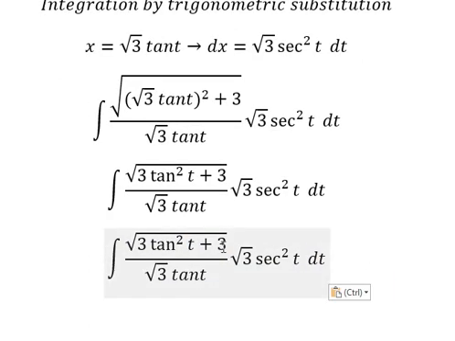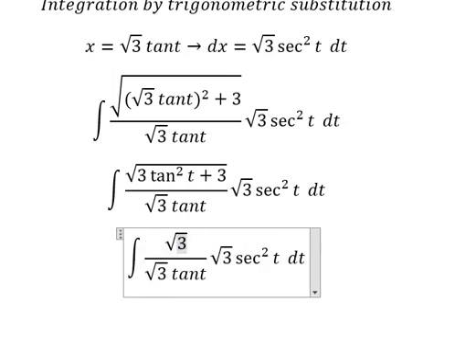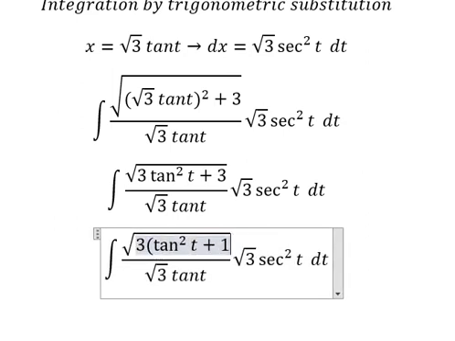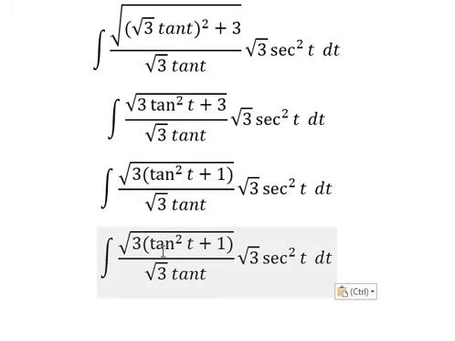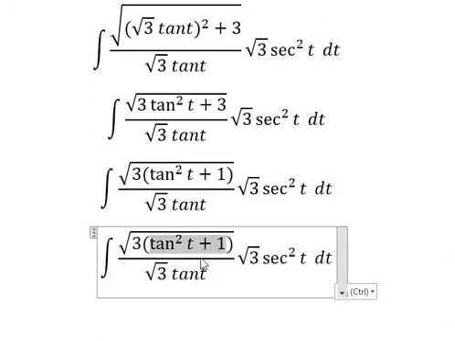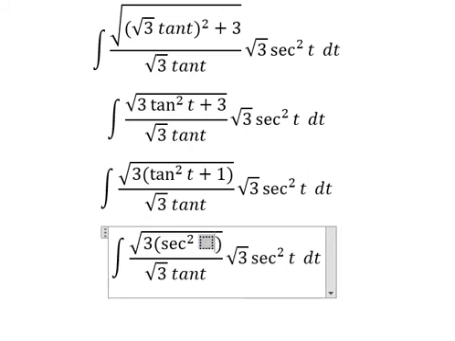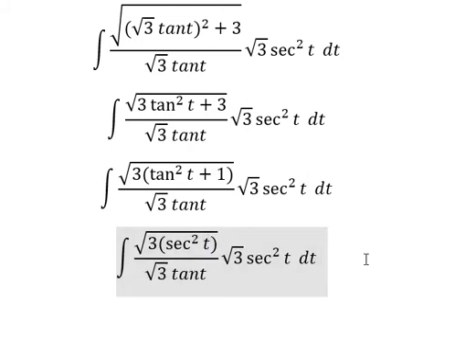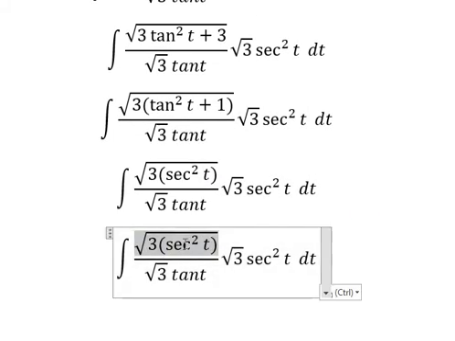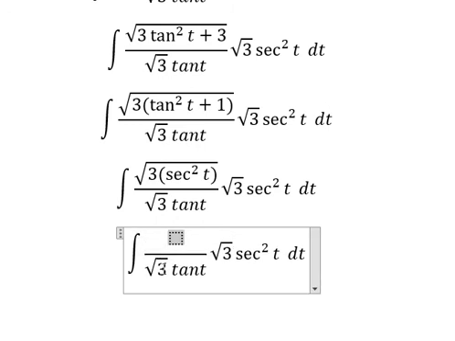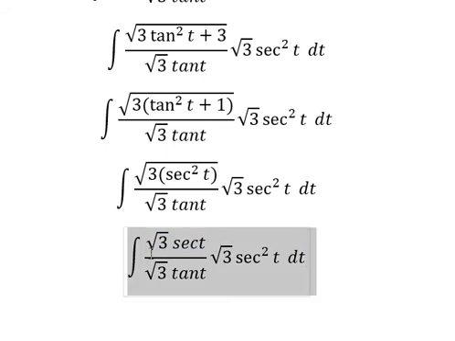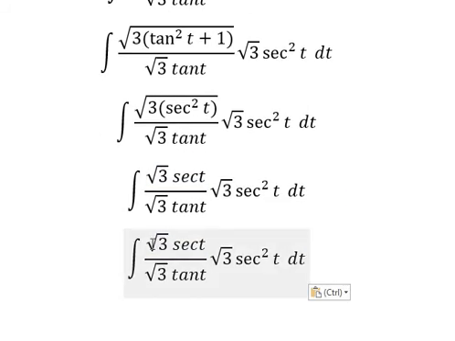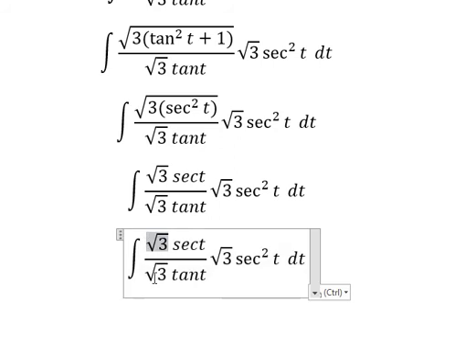The 3 and 3, we can factorize, times tan squared t plus 1, which we change to secant squared t. And this one, we get the square root of 3, and we have secant of t. The square root of 3 and the square root of 3, we simplify.